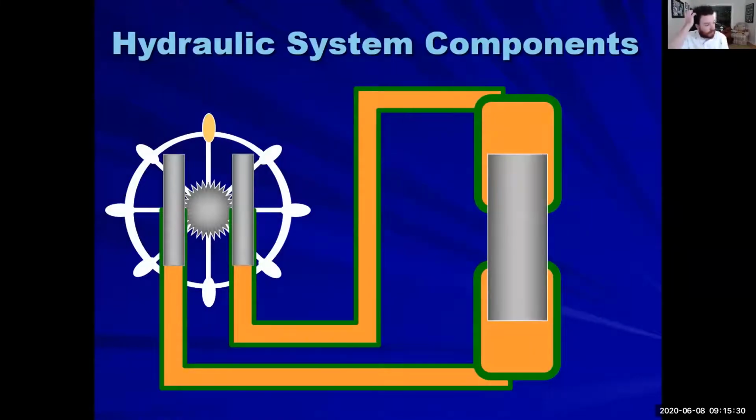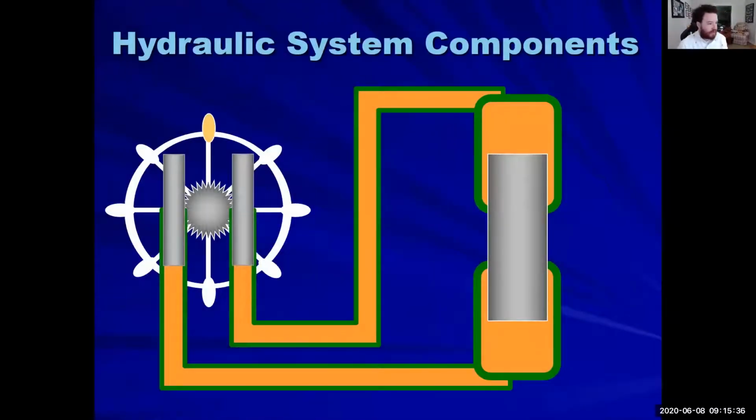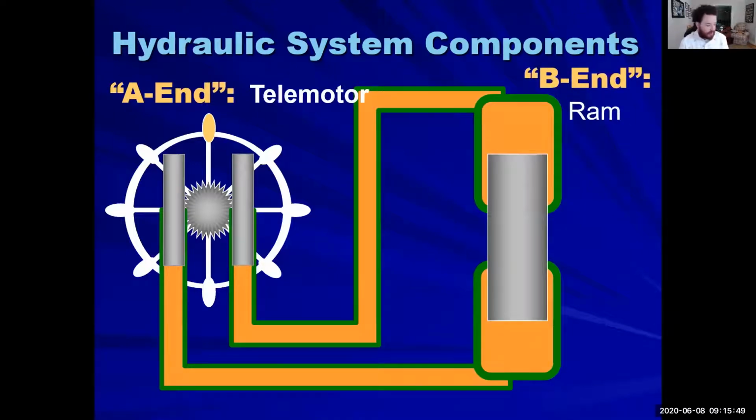So moving on from all those simple principles, let's go into hydraulic system components. We really have a good example on the TSES, which is the steering gear system, for how exposed it is and how much you guys can really see what's moving. On our A end, we have our telemotor, so this would be the helm. And our B end is going to be this ram.